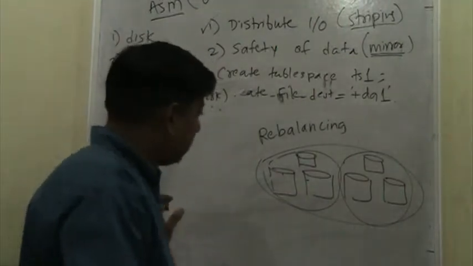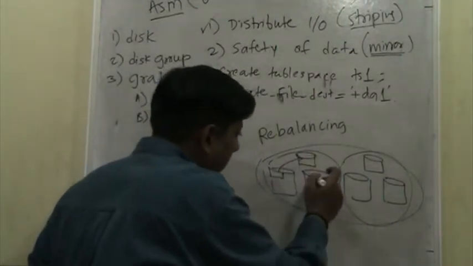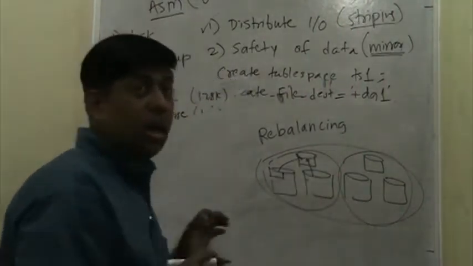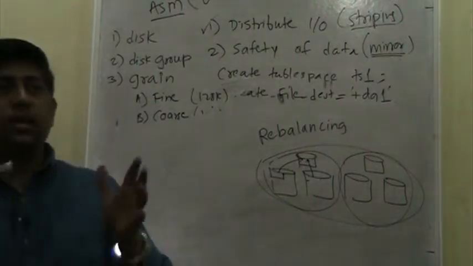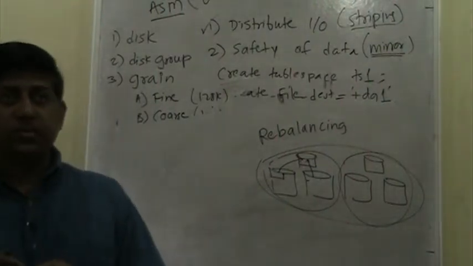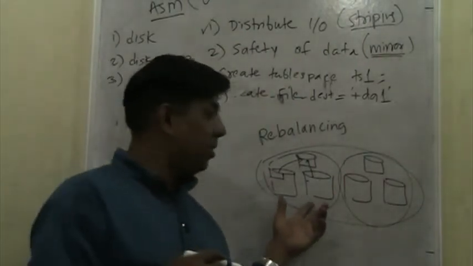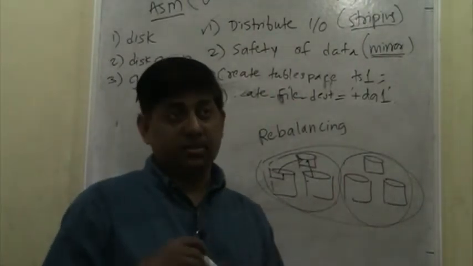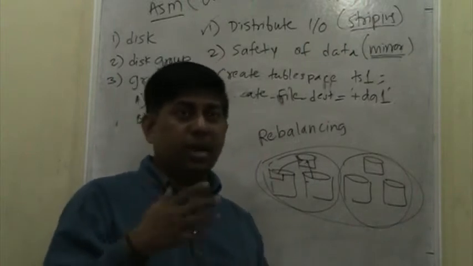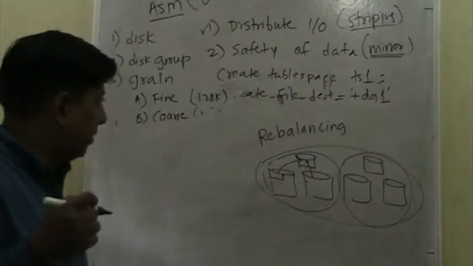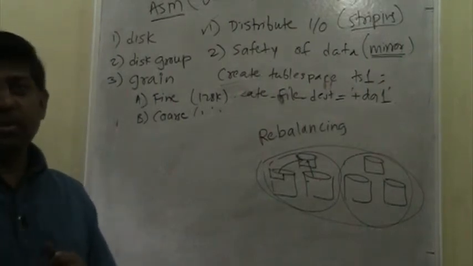Rebalancing is the process where part of the data from here is now shifted over here and part of the data from here is shifted over here. The goal is to distribute it evenly across all the disks inside a disk group. That is what rebalancing is. And this can happen when our database is online. Without shutting down the database, this rebalancing can happen. And obviously, when the rebalancing is happening, the performance is going to be slow. It's going to be bad.